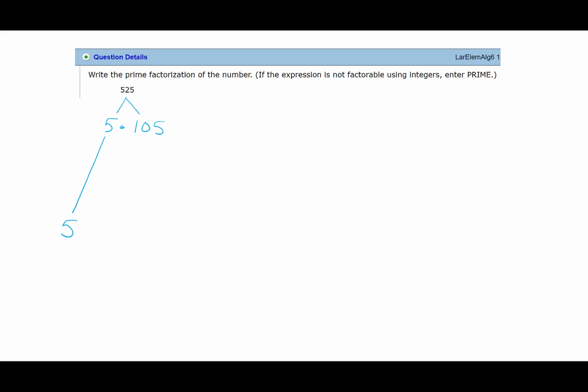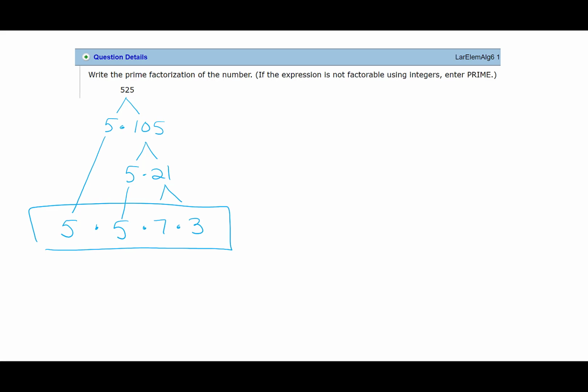Next, I'm going to focus on 105 and rewrite that as a multiplication problem. Use the first thing I can think of. It doesn't necessarily have to be prime right now. Let's see, 5 times 21 is 105. So I have another prime number, and I'm going to take it down to the bottom row. 21 is not a prime number, so we need to keep going. 7 times 3 is 21, and 7 and 3 are prime numbers. So this bottom row, 5 times 5 times 7 times 3, those are all prime numbers, and that's the answer to this question.